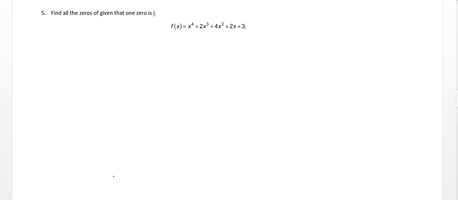Okay, once again, leave some room on your paper. It's not a long problem, but it's a process we have to go through. There's a few steps. We see that one zero of this polynomial function is given. That one zero is i. So based on that, we can find the rest of the zeros, believe it or not. There are 4 distinct zeros because this is a 4th degree, one of which is i.